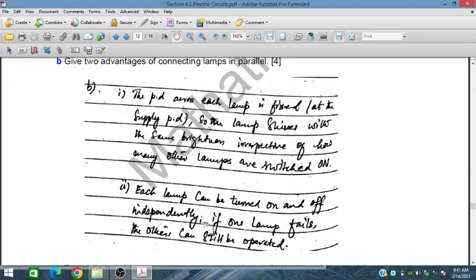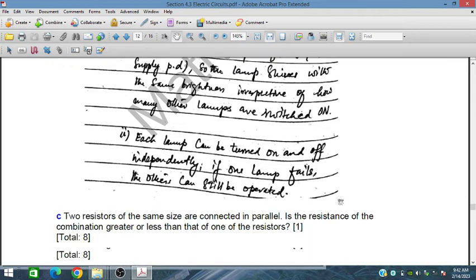So in case of a series lamp combination, if one lamp is off, the other lamp will automatically go off. In a parallel combination, each lamp can be turned on and off independently. If one lamp fails, the other can still be operated.